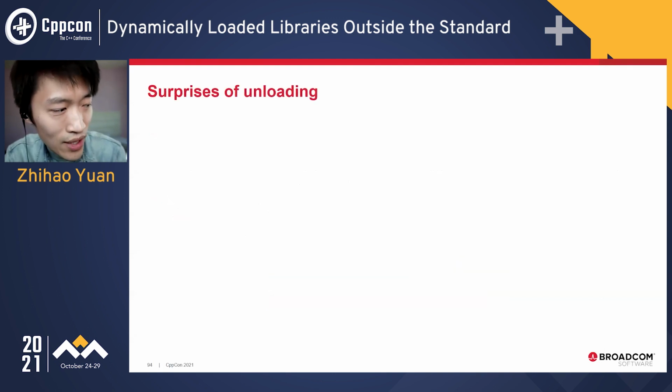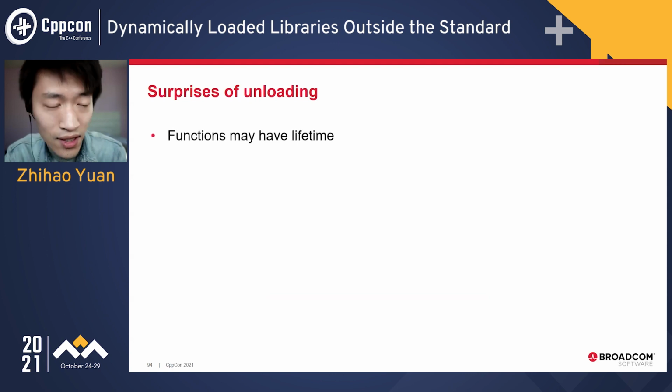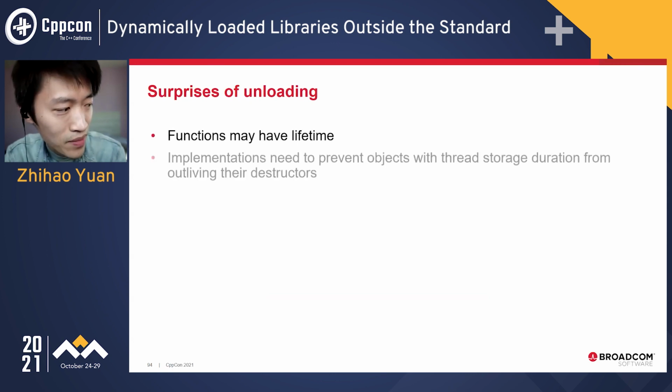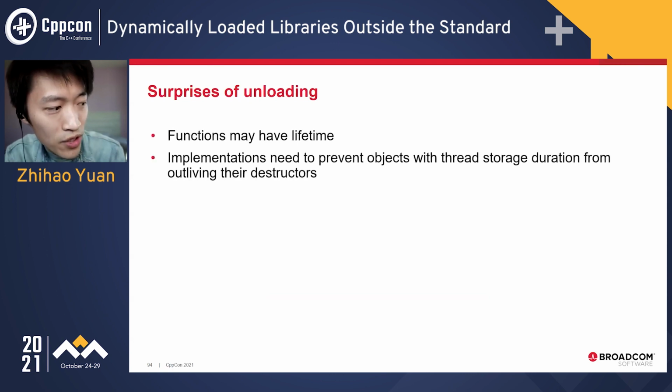To summarize the surprises of unloading, our functions may have lifetime, and implementations need to prevent objects with thread storage duration from outliving their destructors. Questions so far?